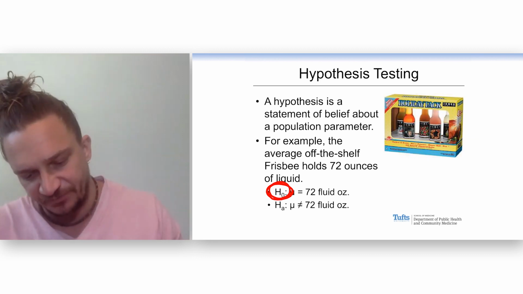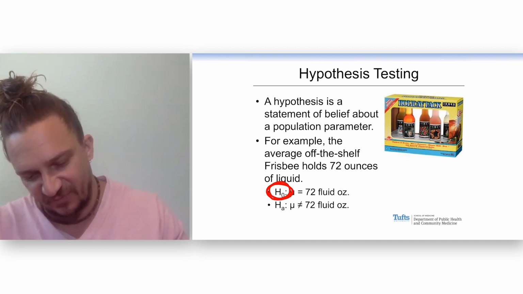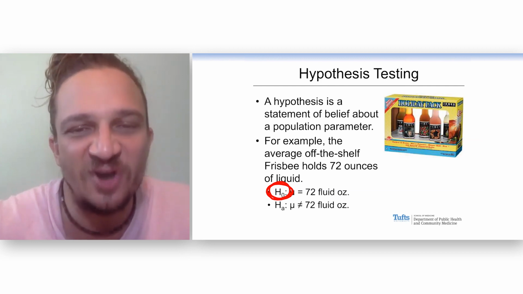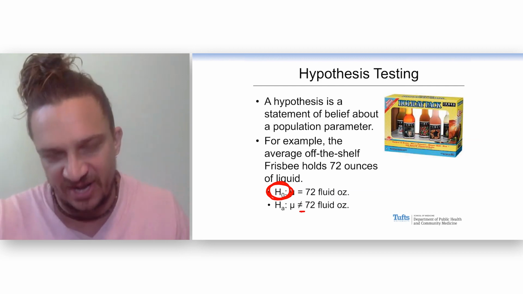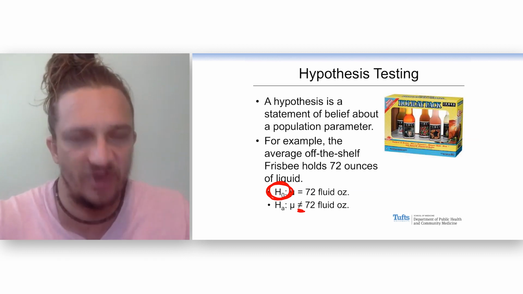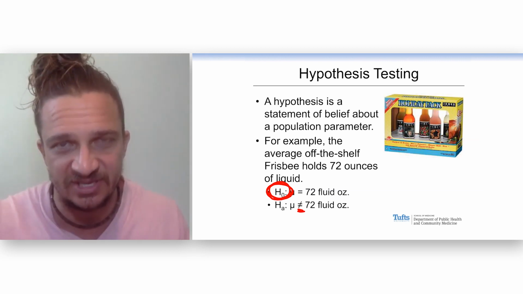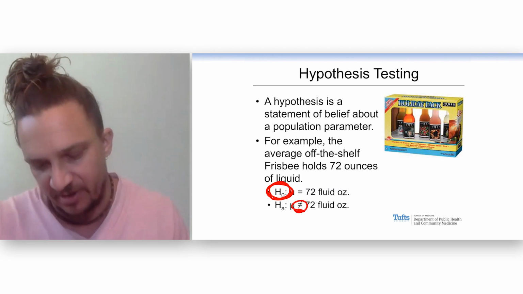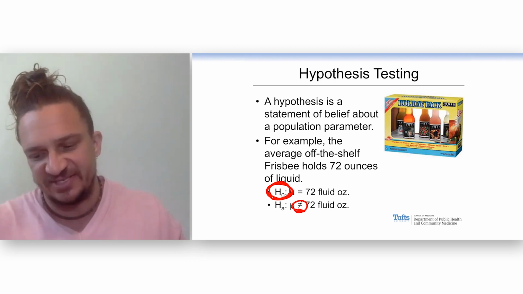So here's how this works. We state the null hypothesis, and then we also state the alternative hypothesis. And the alternative is literally simply not the null. So if the null hypothesis is that you can fit 6 beers into a Frisbee, 72 ounces, then the alternative would be, hey, you can't, right? Not the null. So let's think through this.